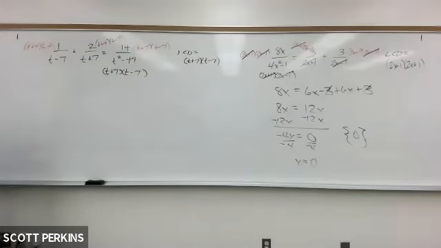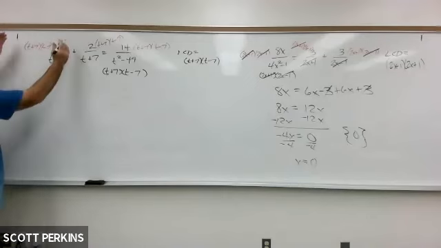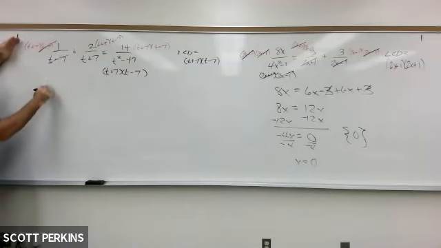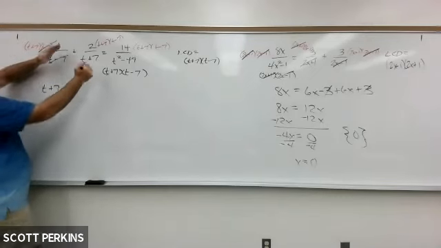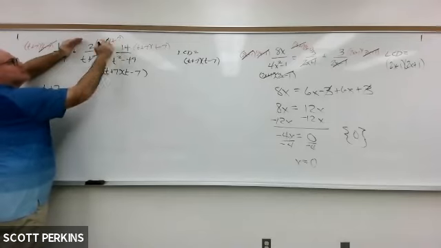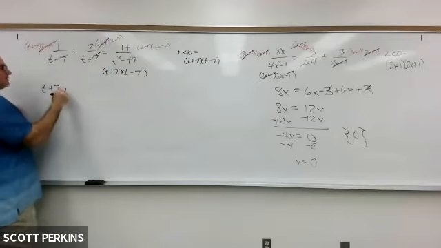Now I'm ready to get rid of my fractions. So the first one, the t minus 7's cancel. What's left when I do that? 1 times t plus 7 is t plus 7. Great. The second one, the t plus 7's cancel. What's left there? 2 times t minus 7, and others of you I heard already distributed it. So 2 times t is 2t. 2 times negative 7 is negative 14.